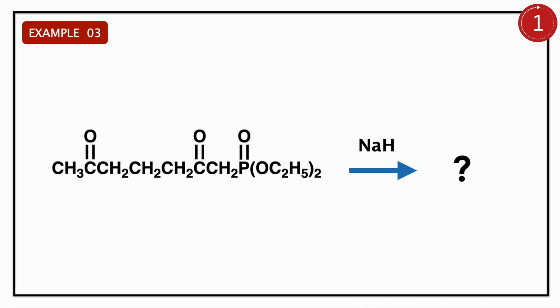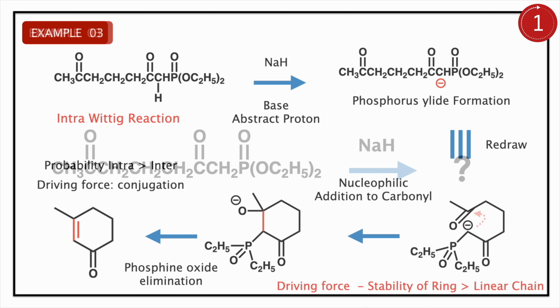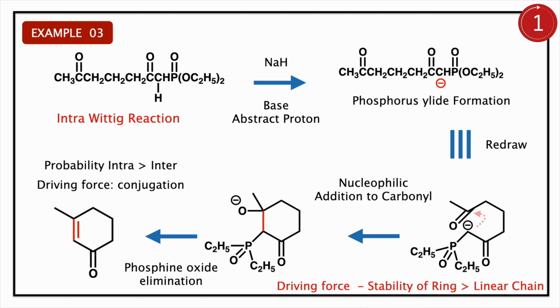Then the next example. Here you have a linear compound with two carbonyl groups and one phosphine oxide. You are using the base sodium hydride, a very strong base. You should find the product. The reaction is super interesting. Why? Because it's an intra-Wittig reaction.